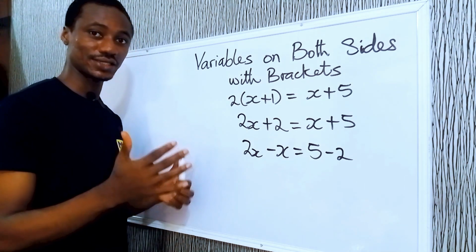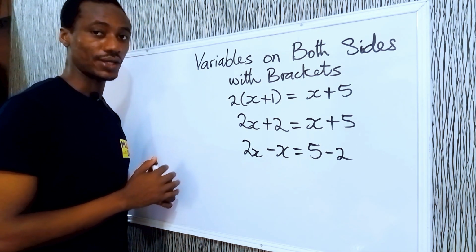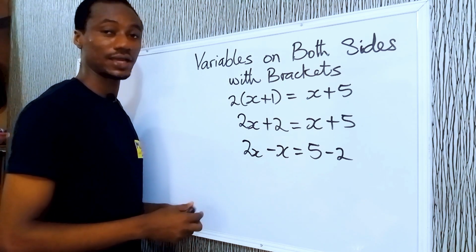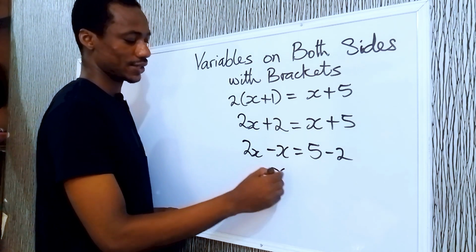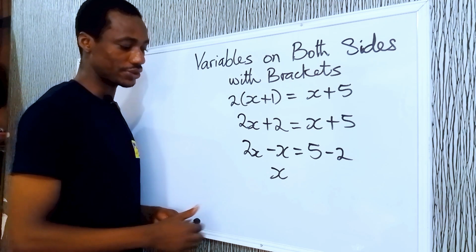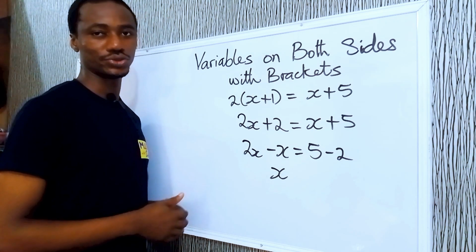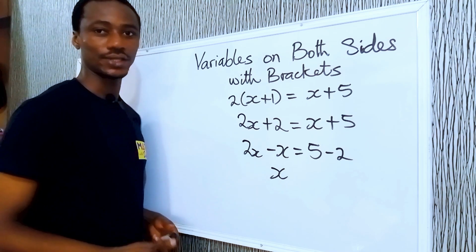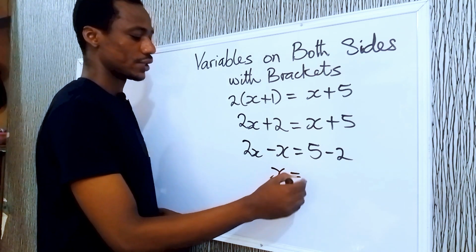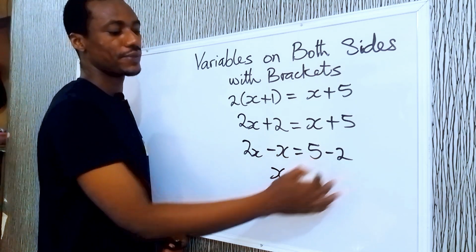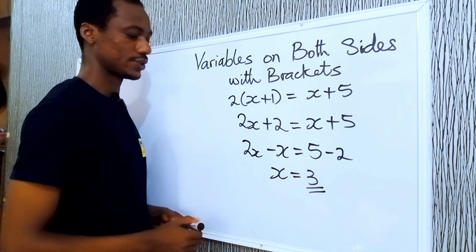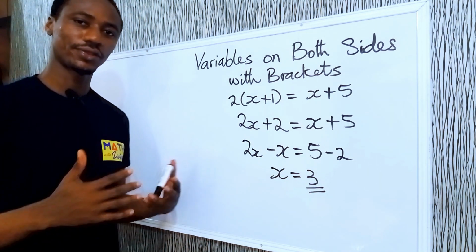So with this, we have collected the like terms on both sides of the equation. Right, so 2x minus x is 1x, right? And I told you that when you're writing 1x, you don't need to put 1. Once we see the letter, we know that it's just one of it there, all right? So that's x. And then 5 minus 2 is 3, all right? So that means x equals 3.